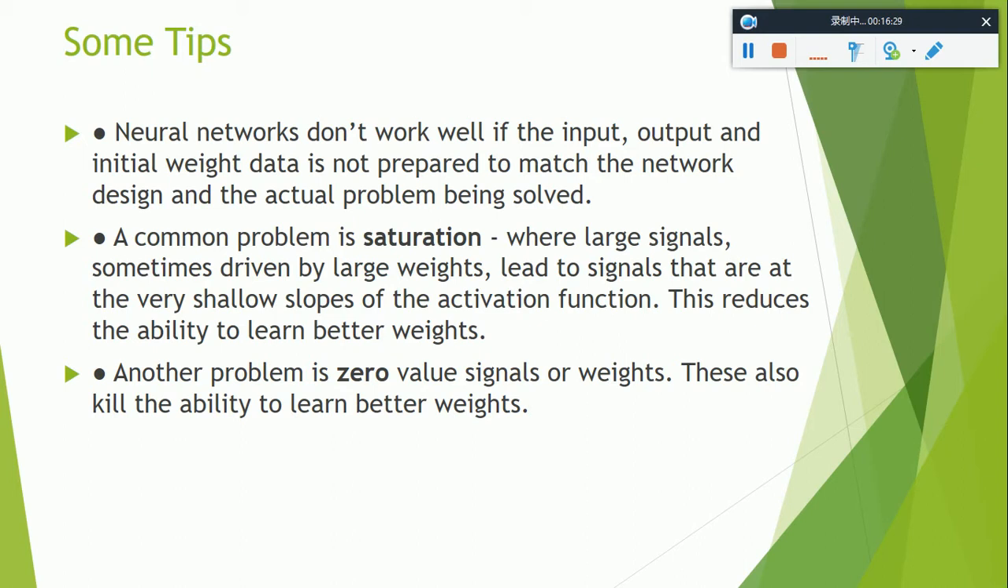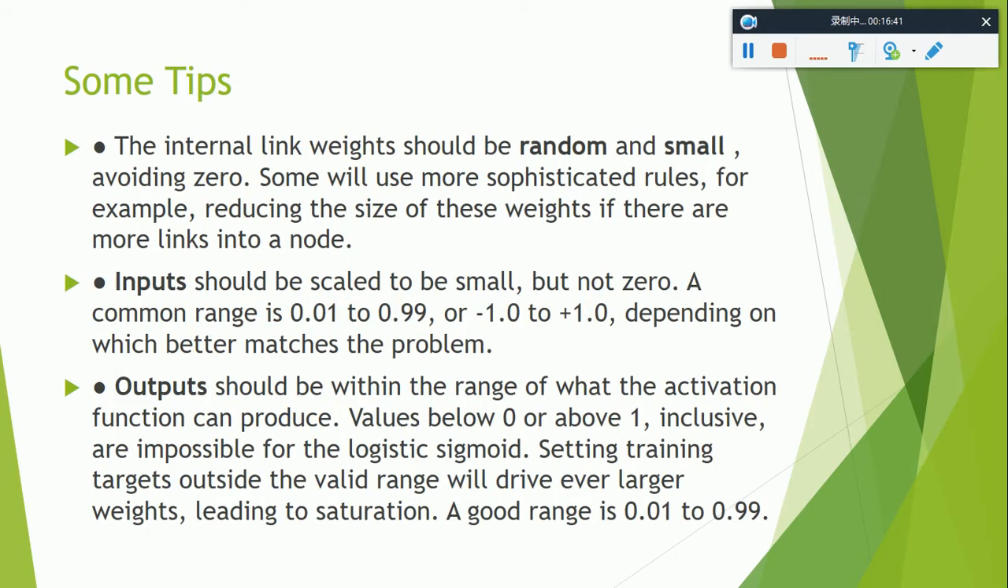Third, another problem is zero value signals or weights. They also kill the ability to learn better weights, because they don't work. And we have to assign the link weights randomly and small, because if we assign the link weights the same number, it will lead to a disaster.